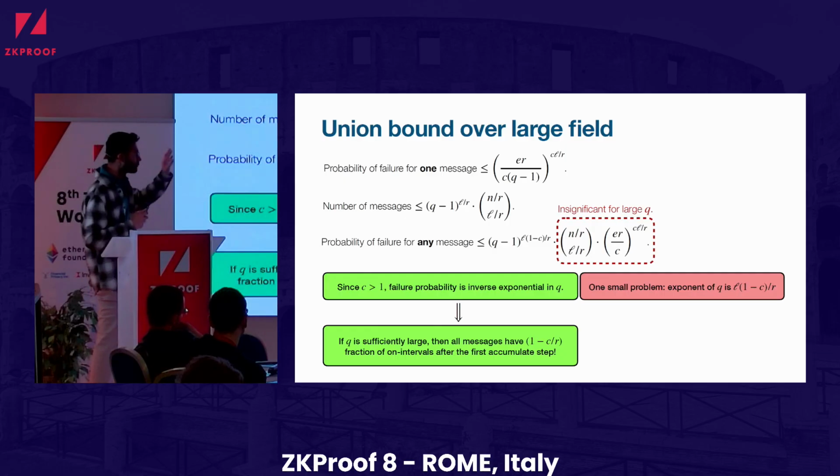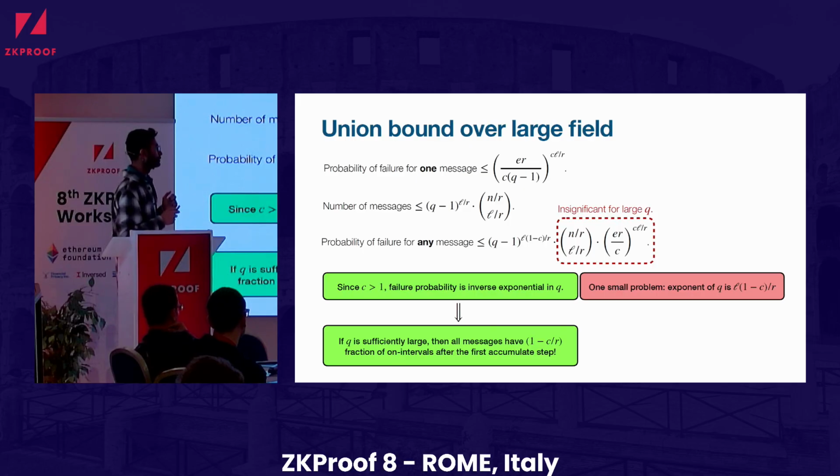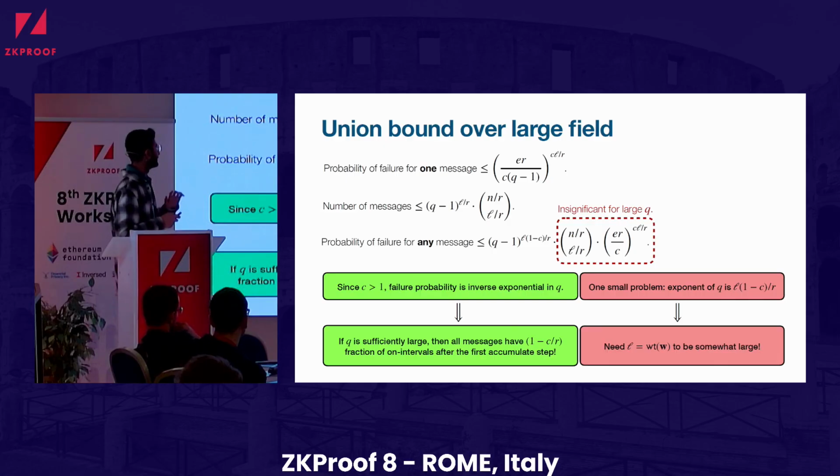And the one small problem that is left to be solved is that the exponent of Q is this value, L times 1 minus C over R. So if C gets very, very close to 1, as we usually set it to be, then it's not necessary that this exponent is very large, and therefore it's not necessary that this whole probability is very small, right? And this is finally where the final change of our algorithm comes in, which is that we need the input weight L to be somewhat large in the first place.